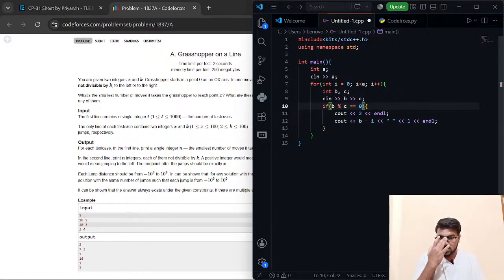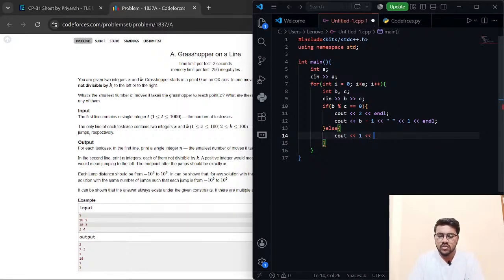Now what we do is, if it is divisible by 2, we print 2 and 1, and 1. If it is not divisible, just print 1 and print B.